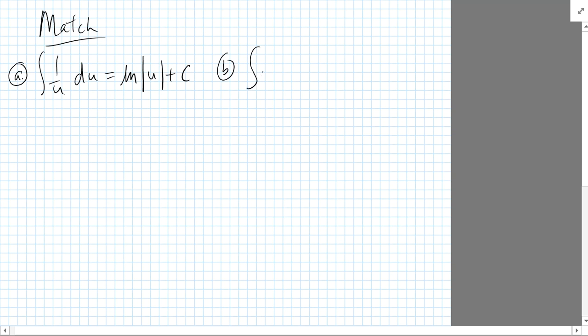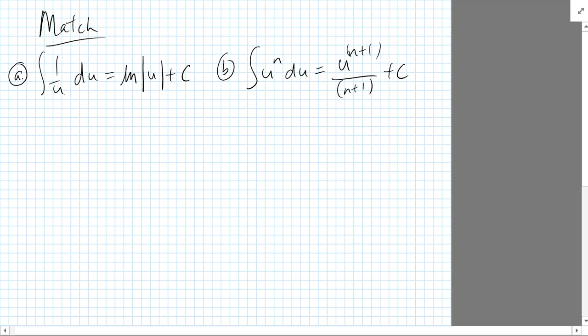Okay, then there's B. Now what does B look like? It is the integral of u to some power n du. If this is power rule, stuff to the n power, what's the new power? So it's n plus 1 over n plus 1 plus c. So if you see a pattern where it's some stuff raised to a power, can it be a fractional power? Yes. It can be a half, it can be negative a half, it can be 5, it can be negative 5. Anything like that. Is that going to be power rule? Are you looking for that pattern?